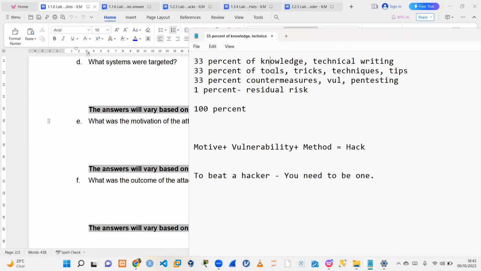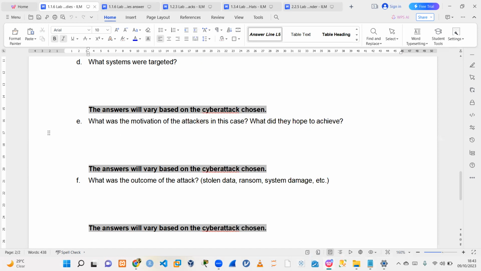You cannot. That's why some exams are called open book exams. Why are they called open book exams? Because it's not about just what you see on the internet verbatim, but about how you can apply your knowledge. So to beat a hacker, you need to be one. You need to be able to think like one, and understand the motivation in each of those cases.